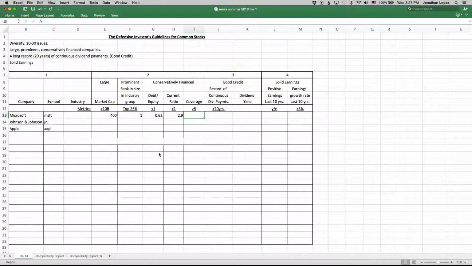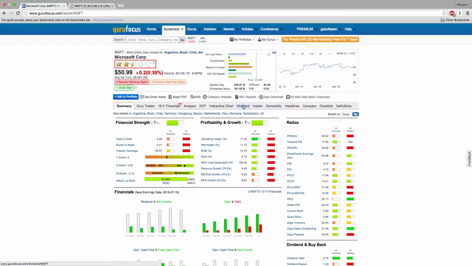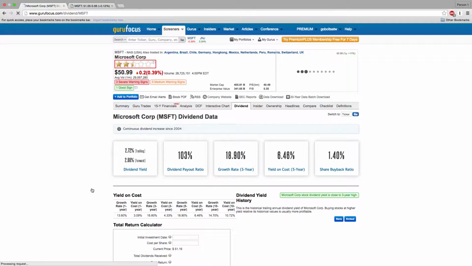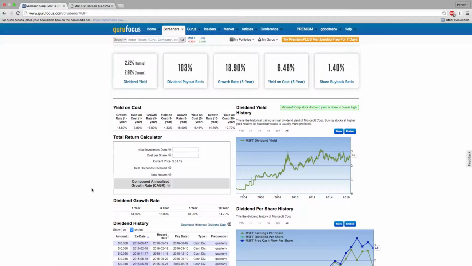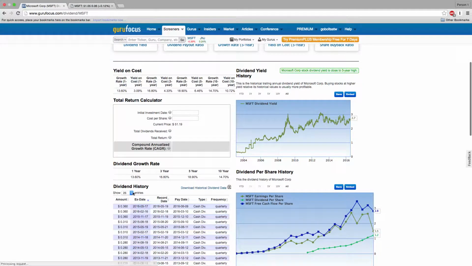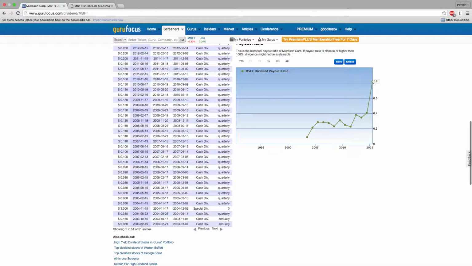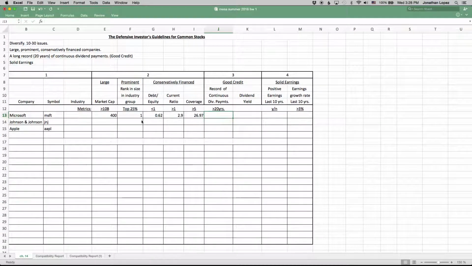Look at their credit measured by their dividend payment history. So scroll down. Dividend history, we'll change this to 100 entries. And they paid a dividend, very consistent all the way, and it ends in 2003. So the purpose of this homework, that's not long enough. We want 20 years. So let's go to Johnson & Johnson.